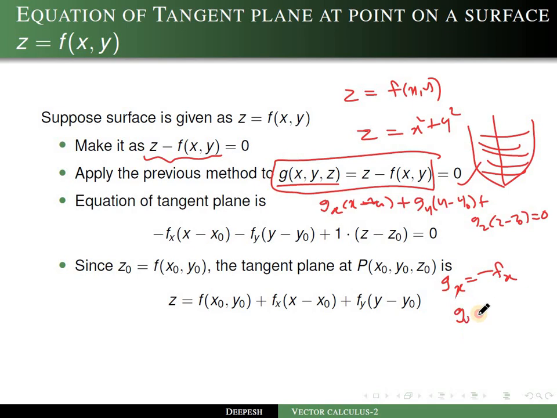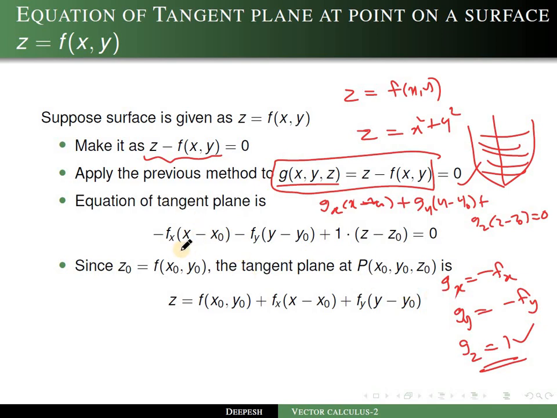And what is g_y? g_y is the derivative of g with respect to y. So x and z are constants, so z's derivative is 0. There is a negative sign, and f's derivative with respect to y is f_y. And what is g_z? The derivative of z is 1, and f doesn't contain any z, so 1 minus 0, or 1, is the g_z value.